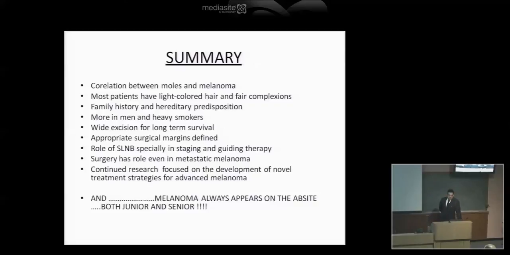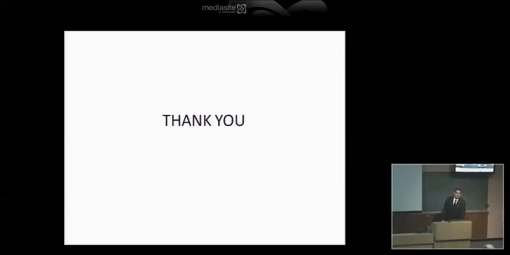The role of sentinel lymph node biopsy, even though controversial, is important in staging and guiding therapy. Surgery may have a role not just for palliation, but also for cure even in metastatic melanoma. And there's continued research focused on the development of novel treatment strategies for melanoma. And as I mentioned, and as Dr. Dent mentioned before, we chose this topic because it always appears on the ABSITE and also gets questioned on the boards. At this point, I will take any questions.